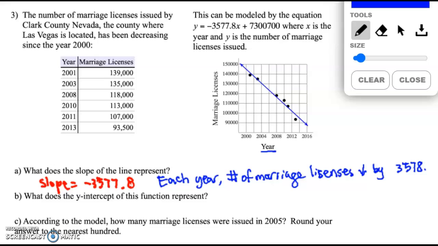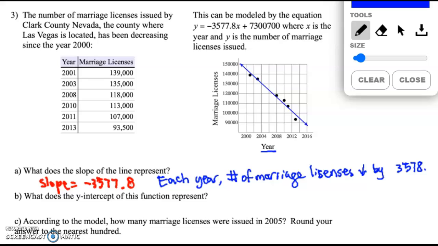So I wrote the slope is negative 3,577.8. That means that each year, every time the x is changing by 1, the number of marriage licenses, that's the y-axis, decreases because it's negative, by 3,578 licenses.